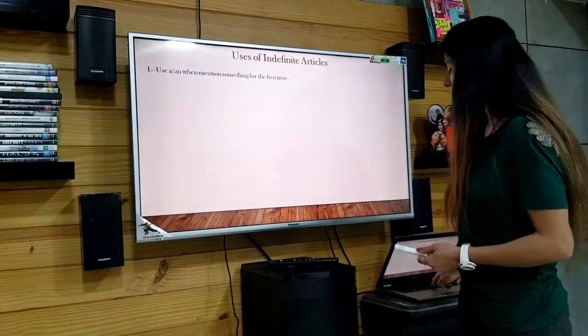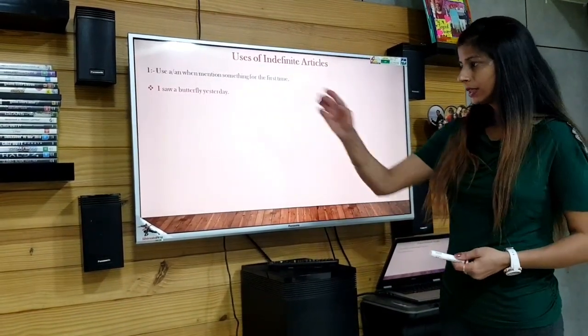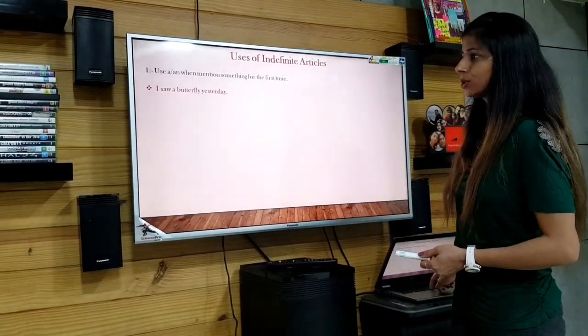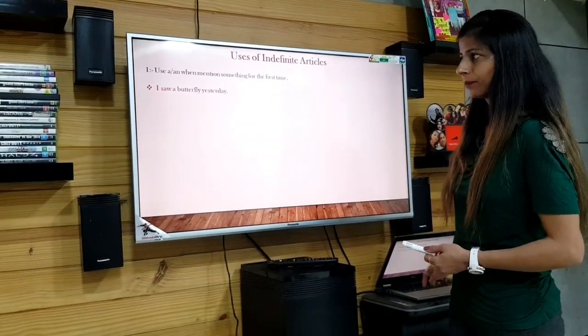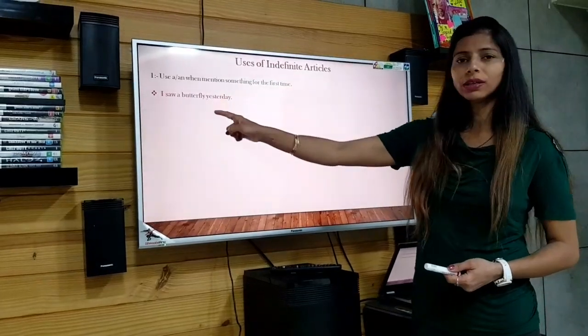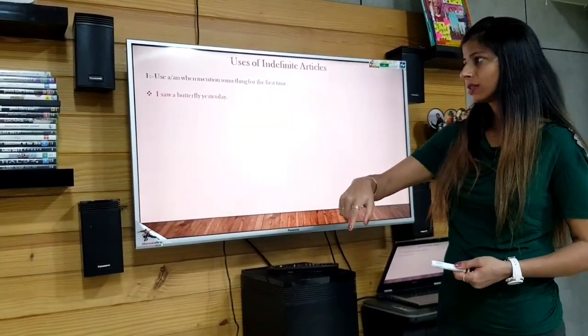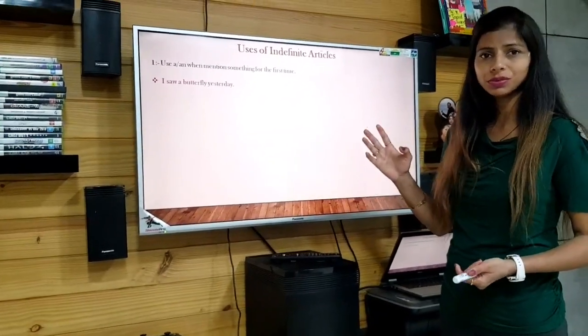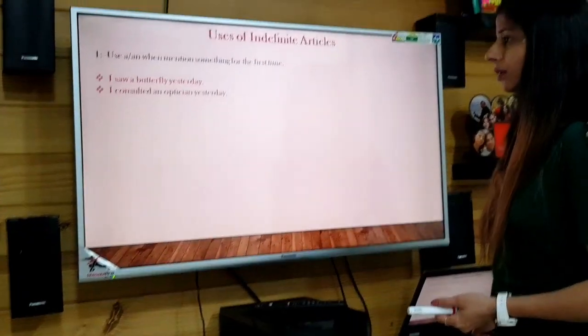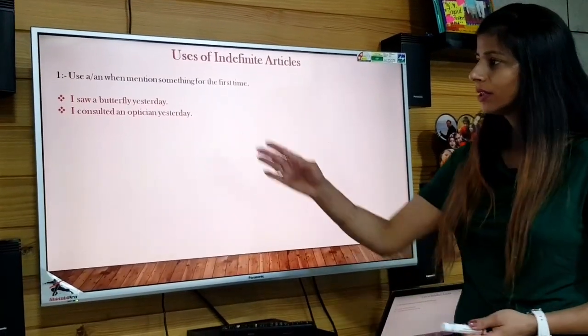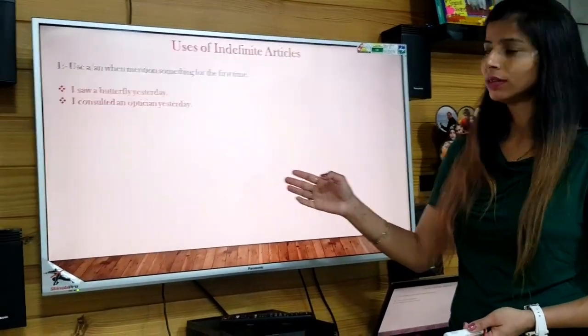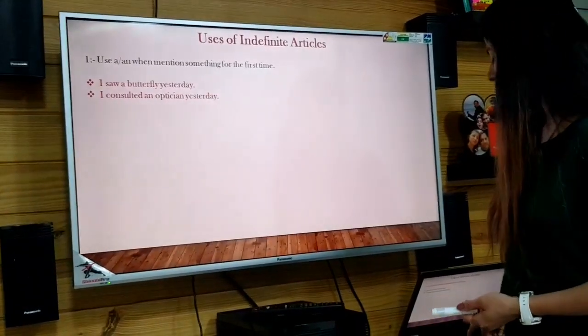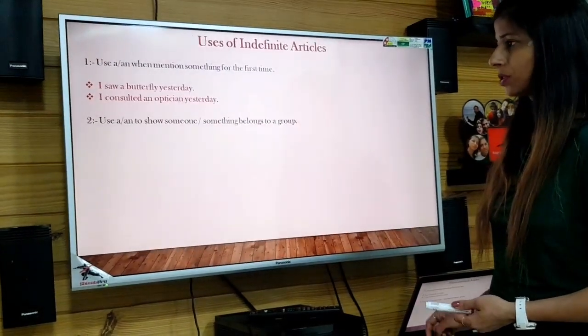I have already explained this. An example of it is: I saw a butterfly yesterday. Here we are mentioning a butterfly which I saw yesterday, but I am just mentioning it for the first time. Then next: I consulted an optician yesterday. It was the first time I consulted that optician.